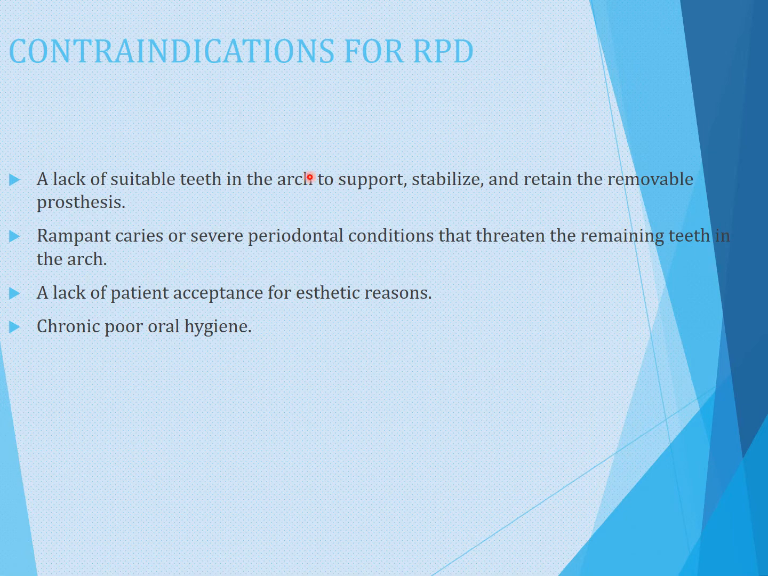Okay. So there has to be proper supporting teeth, because we'll also have to give clasp attachments, and the prosthesis will seat there, and the patient will remove and put the prosthesis back, so it should not loosen the remaining teeth. Okay, rampant caries or severe periodontal condition is not indicated in such cases. A lack of patient acceptance for aesthetic reasons, and poor oral hygiene.